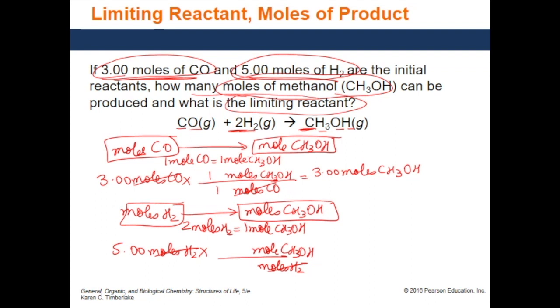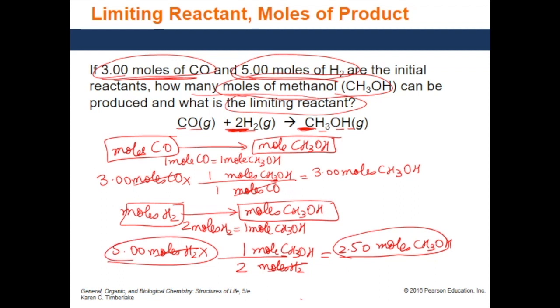How many moles of hydrogen? 2 moles. I'm getting this number from the stoichiometric coefficient. 1 mole of CH3OH. Your final answer is 2.50 moles of CH3OH. Now, which is producing the least amount of CH3OH? This one, hydrogen. So which one is our limiting reactant? Our limiting reactant here is hydrogen.